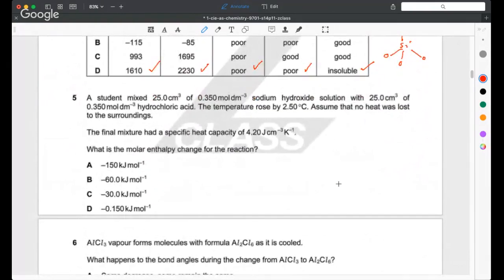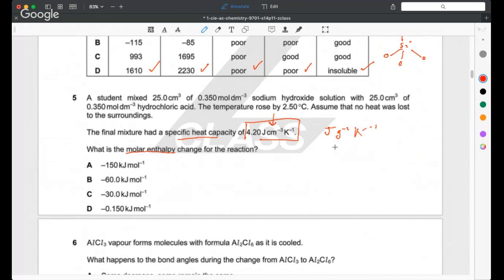Okay, good. All right, so next one, we're looking at molar enthalpy change. And the trick here is that you've got this value for specific heat capacity. Now, probably in a lot of the work that you've done, the specific heat capacity would have been related to the number of joules relative to mass and the temperature change.